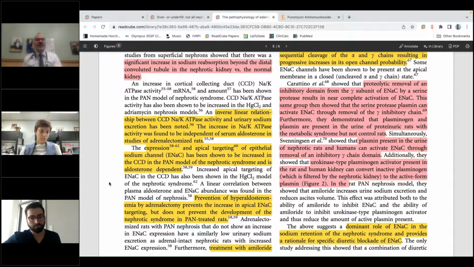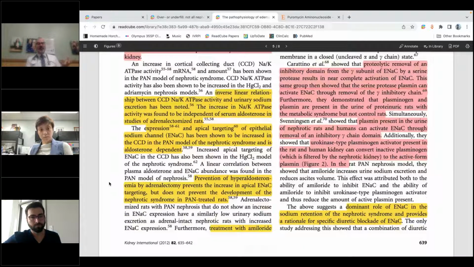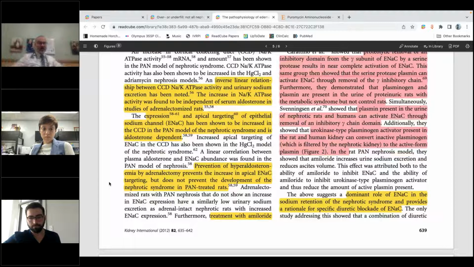So it seems like maybe aldo could cause this increased number of your apical sodium channels, your ENaCs, and then you're having an aldo independent mechanism for the increase in the basolateral sodium potassium ATPase. Now, when they did a model where they did an adrenalectomy in these rats, they found that it prevented the increase in the apical targeting of ENaC, but it didn't prevent nephrotic syndrome from developing.